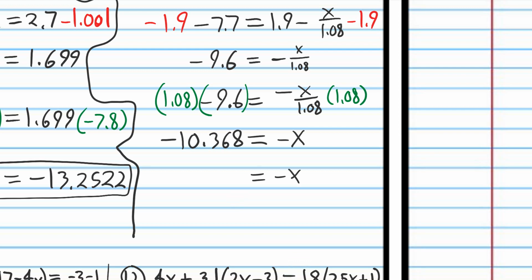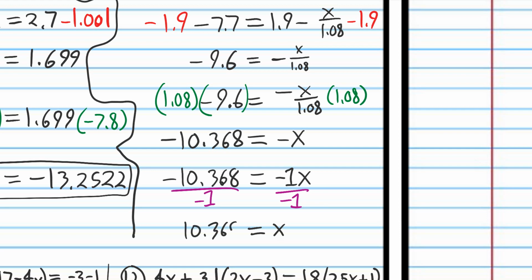And then we're going to rewrite. But remember, if you have a negative next to a variable, that means it's -1 times the variable. So then we're going to divide both sides by -1. And x is equal to positive 10.368. So if you got that number, good job.